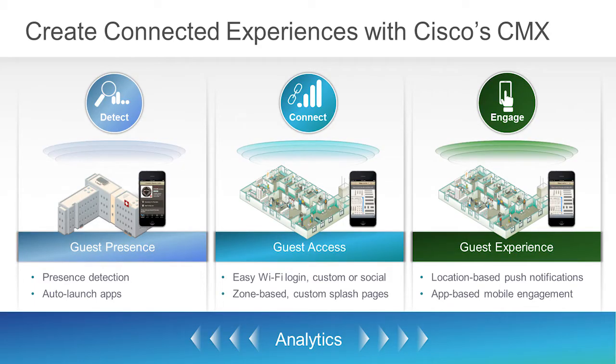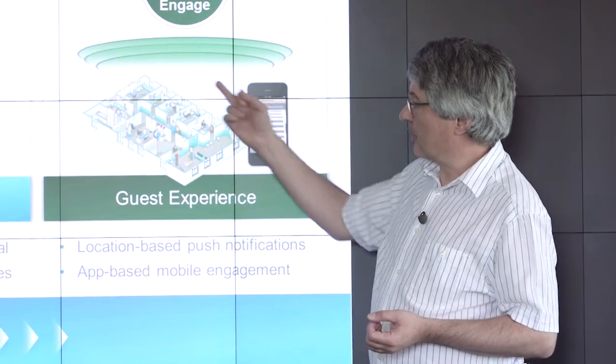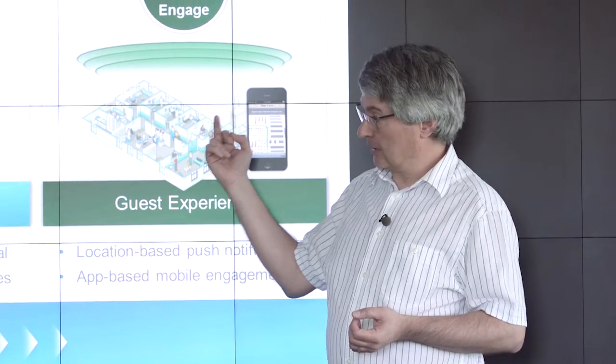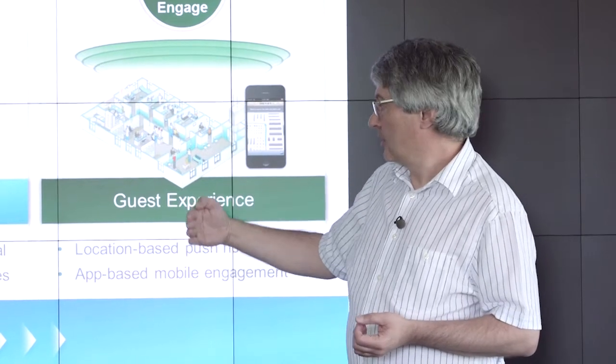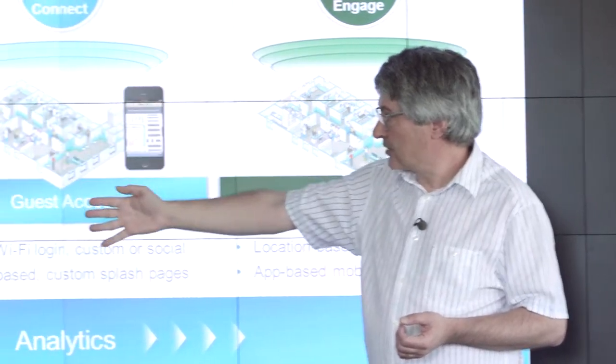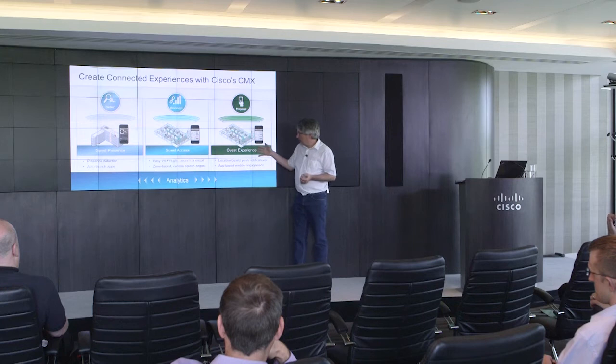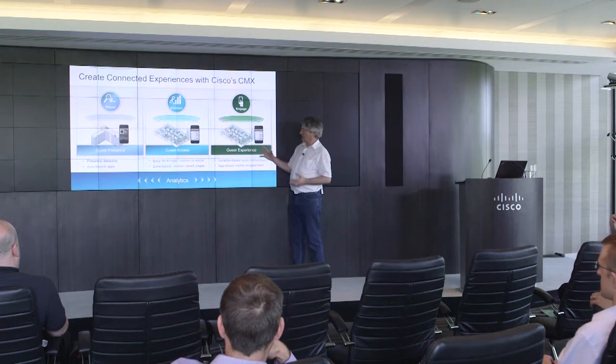With CMX, we take that information about sensing where the clients are, where they are relative to the location of the access points, and where those access points are relative to your building, your physical assets. And from that, we're able to present to you at the higher level the presence, the access, the ability to log in, and the location-based part of this. Yeah? So that's all kind of straightforward, and we're all quite familiar with that.